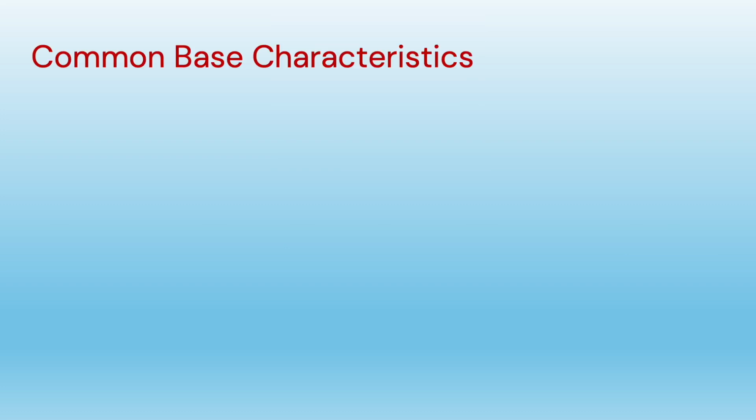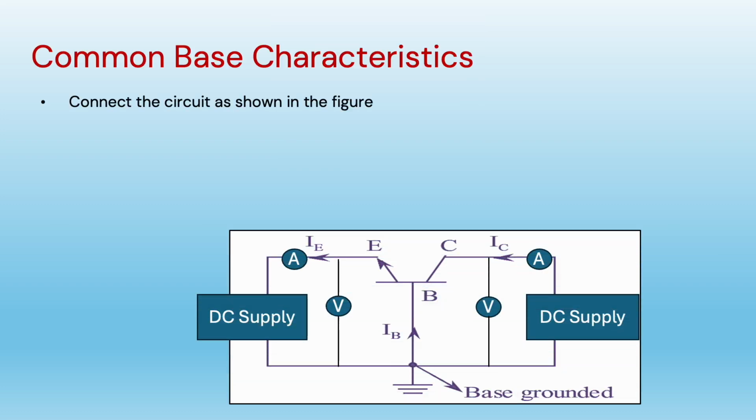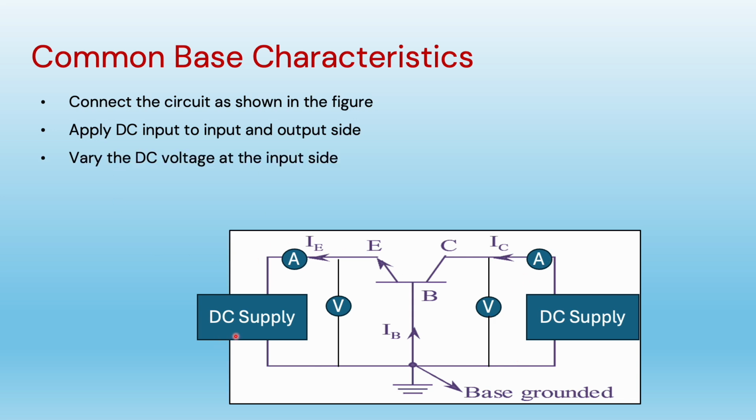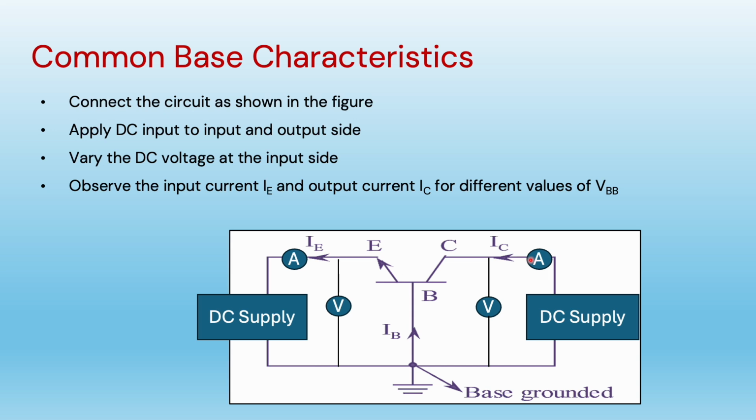When BJT is used as common base circuit, as you can observe in the figure, the base is common and input is applied between emitter and base and output is observed between collector and base. So we'll apply DC input to the input side as well as the output side because we are biasing it, input side forward biased, output side reverse biased. We'll observe the input current and voltage, and similarly the output current and voltage at the output side. We'll vary the DC voltage at the input side and keep the output voltage constant, and then observe the input current as well as the output current for different values of the input voltage.